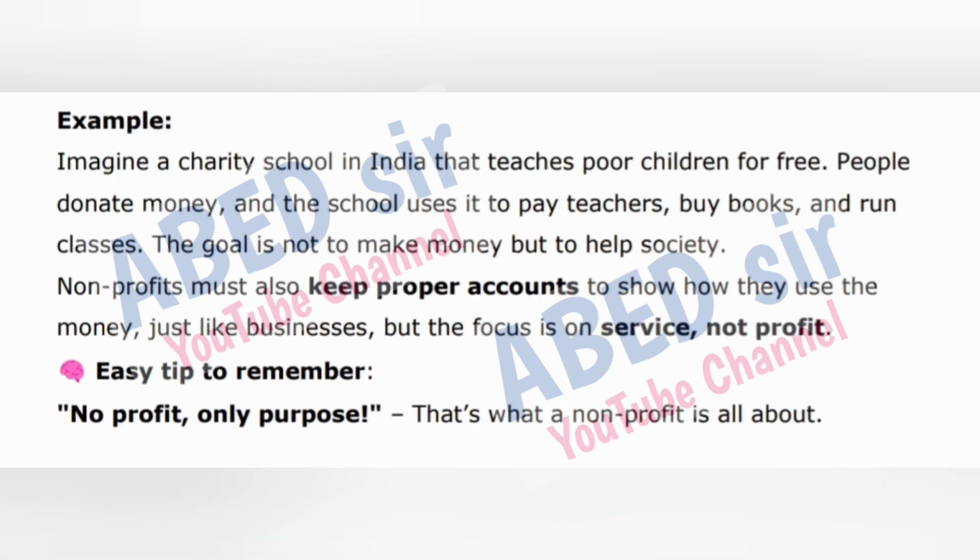Example: imagine a charity school in India that teaches poor children for free. People donate money, and the school uses it to pay teachers, buy books, and run classes. The goal is not to make money but to help society. Non-profits must also keep proper accounts to show how they use the money, just like businesses, but the focus is on service, not profit. Easy tip to remember: no profit, only purpose. That's what a non-profit is all about.